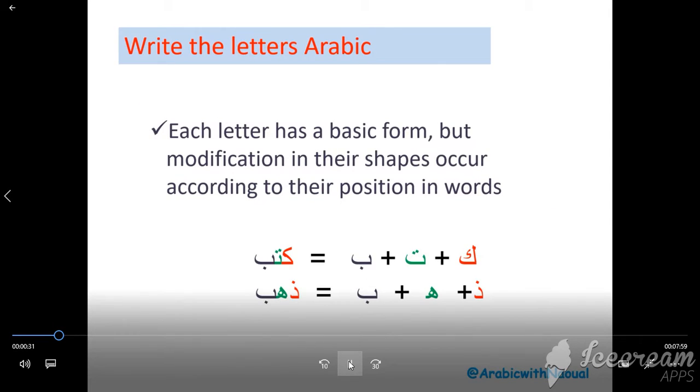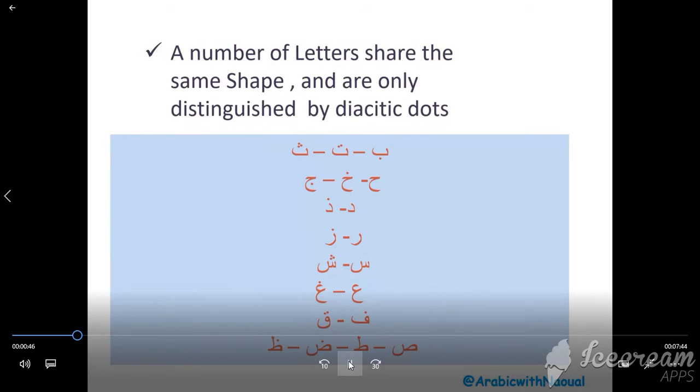Each letter has a basic form, but modifications in their shapes occur according to their position in a word, like in the word كتب and the word ذهب. A number of letters share the same shape and are only distinguished by diacritic dots, like in these letters.